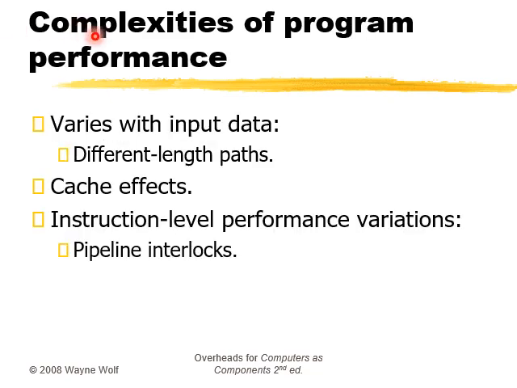The execution time of a program could be precisely determined, but this is in fact difficult to do. So, complexities of program performance. Number one: it varies with input data, giving different length paths. The execution time of a program often varies with input data values because those values select different execution paths in the program. For example, loops may be executed a varying number of times. Different branches may execute blocks of varying complexity. So we will have different length paths.